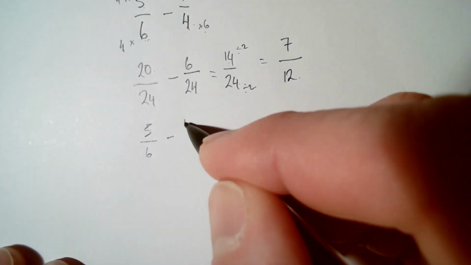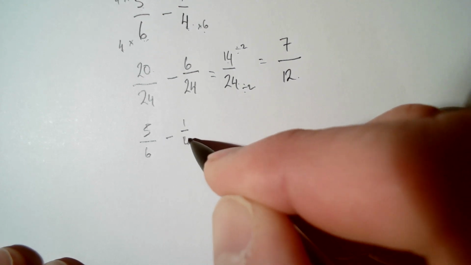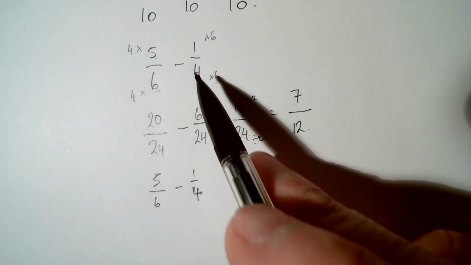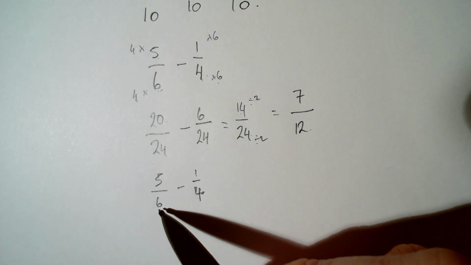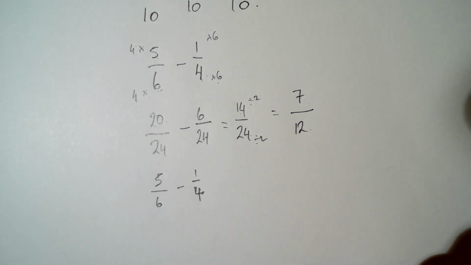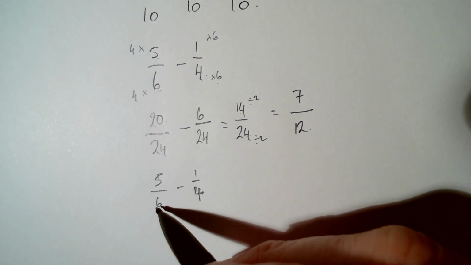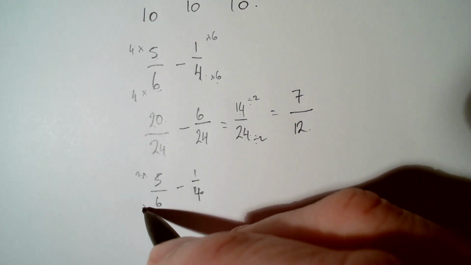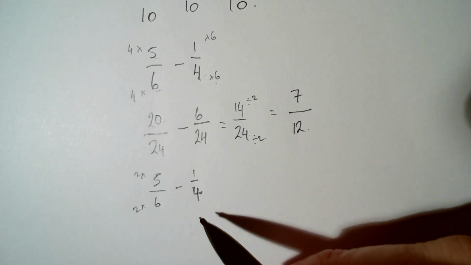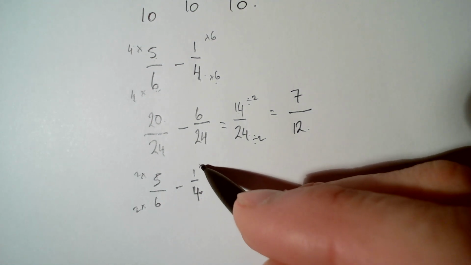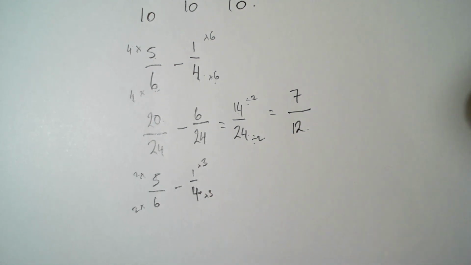Now I'd like to look at this exact same problem once more. So once again, we're looking at 5/6 minus 1/4. Well, we know that 6 and 4 both divide into 12. So maybe we can use that information. So 6 divides into 12 2 times, so we multiply above and below by 2. And 4 divides into 12 3 times, so we're multiplying above and below by 3.